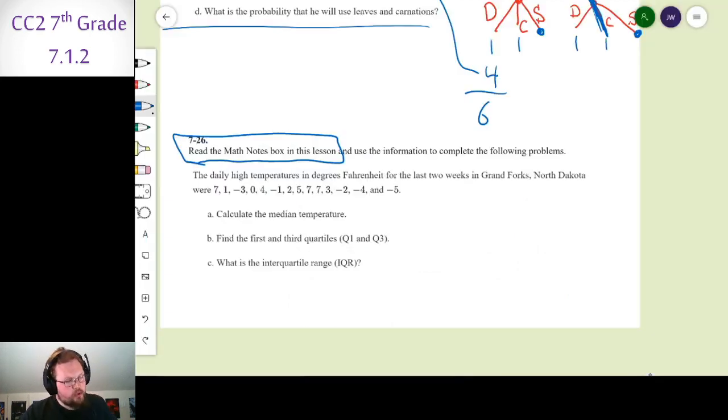So when you start this problem off, arrange the numbers from smallest to greatest, or least to greatest. And then find the median. And then after you've found the median, use the lower and the upper half to find the first and third quartiles. And then you simply subtract those to find the interquartile range.